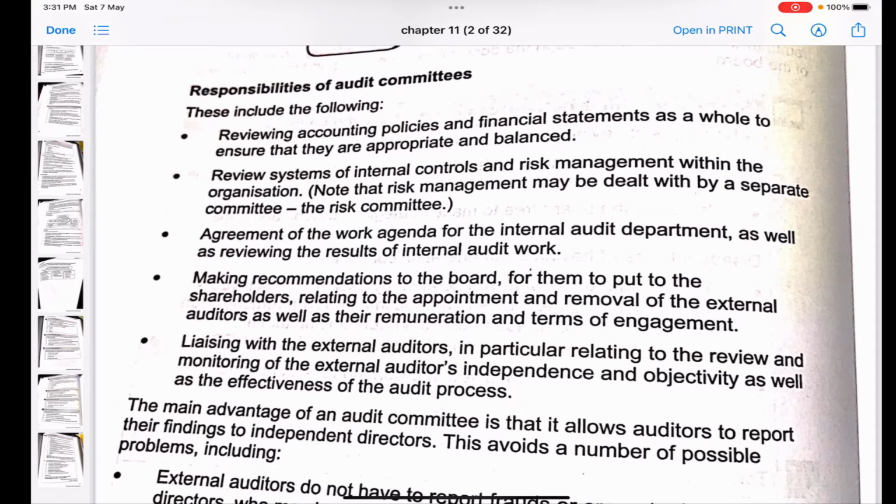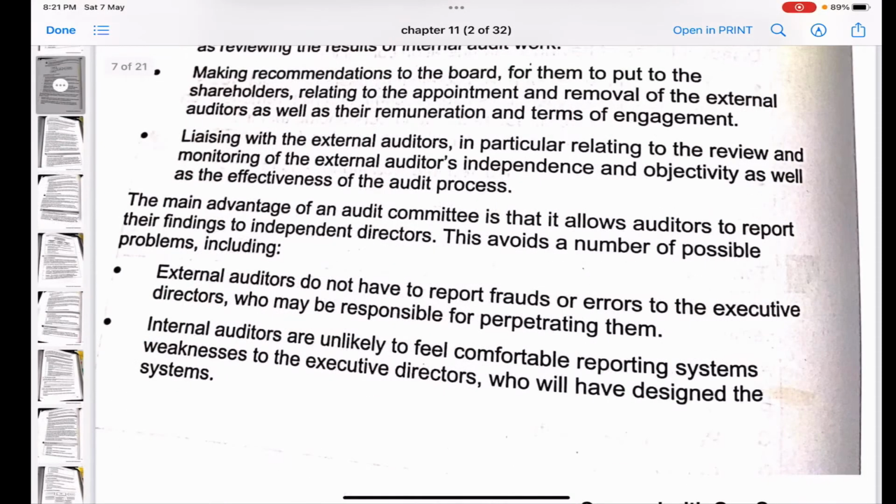And then we have agreement of the work agenda for the internal audit department as well as reviewing the results of the internal audit work. So the audit committee also ensures what the work of the internal audit is and checks the results or reports, making recommendations to the board for them to put to the shareholders relating to the appointment and removal of external auditors as well as the remuneration and terms of engagement. So the audit committee makes recommendations to the board to put to the shareholders if they want to appoint new external auditors, as well as on the remuneration and terms of engagement.